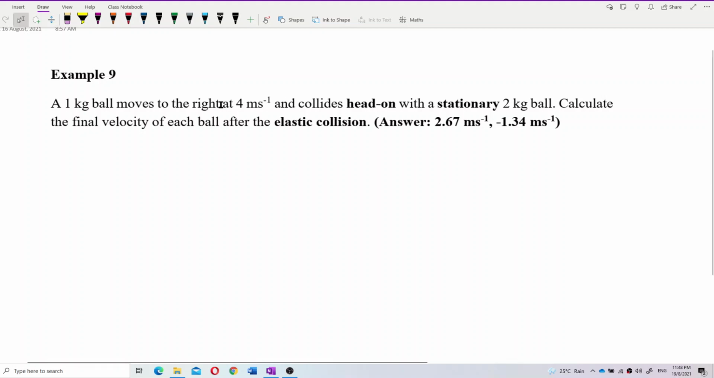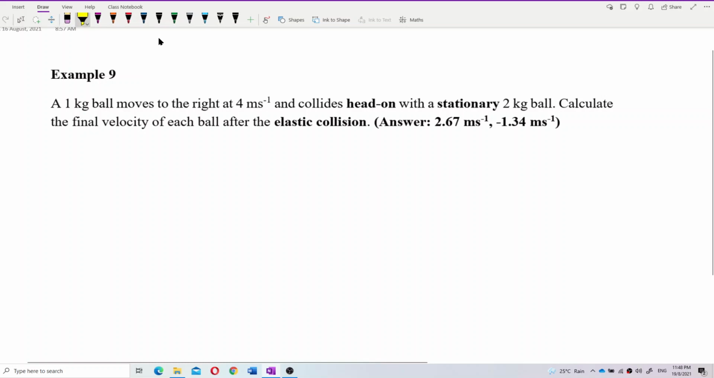Okay, a 1 kilogram ball moves to the right at 4 meters per second and collides head-on with a stationary 2 kilogram ball. Calculate the final velocity of each ball after the elastic collision. Okay, good. First of all, what information should we draw out first? One thing is we should know what type of collision this is.